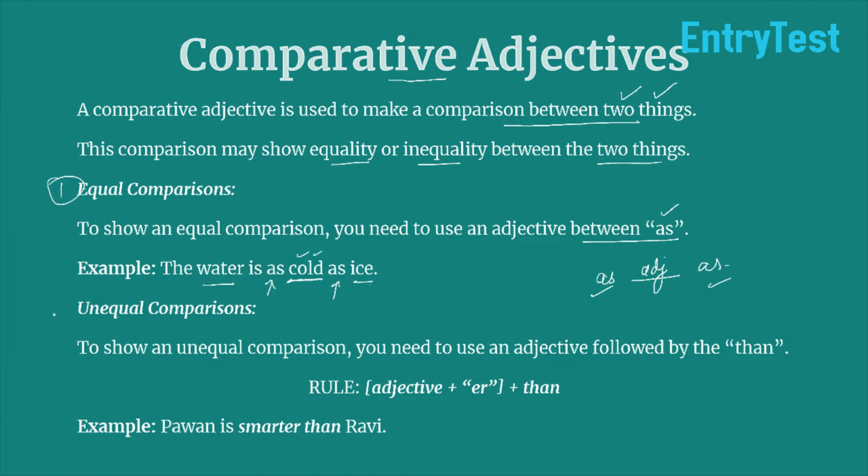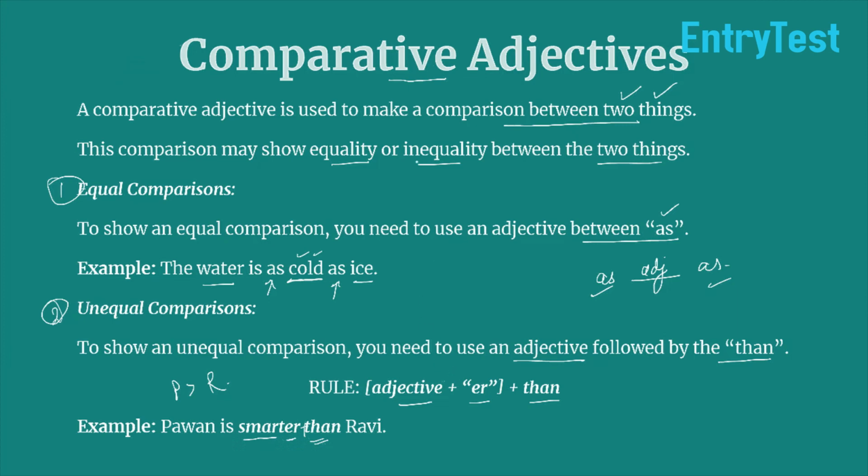Now coming to unequal comparison. So when we want to show unequal comparison, we need to use an adjective which will be followed by than. So my structure will be adjective plus er, then we'll use than. So let's see an example. Pawan is smarter than Ravi. So here I'm making an unequal comparison that P is greater than R. So smart, I'm using er with it, so it becomes smarter, and then we have than. So I hope friends this structure is also clear about comparative adjectives.